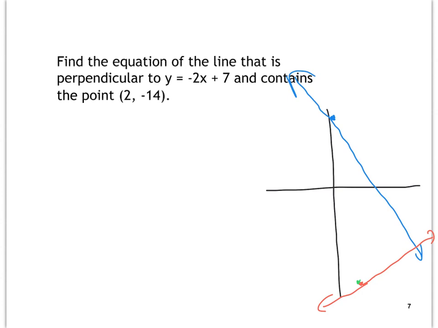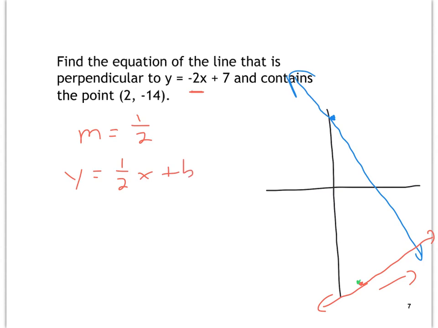So the opposite reciprocal of negative 2 is going to be positive 1/2 because the reciprocal of 2 is 1/2. So I already know that my slope is 1/2. And that makes sense. If you look right here, this red line has a slope of about 1/2. And now we're going to take our point and plug it in for the b. So I'm going to do that right now. I'm going to let y equals 1/2 x plus b. I'm going to take my ordered pair and plug it in.